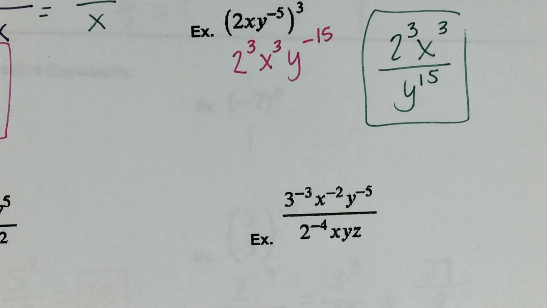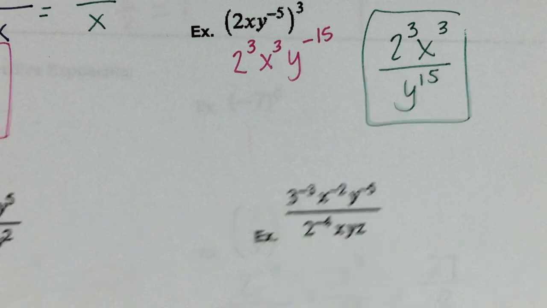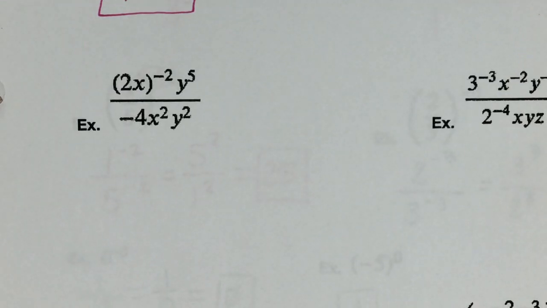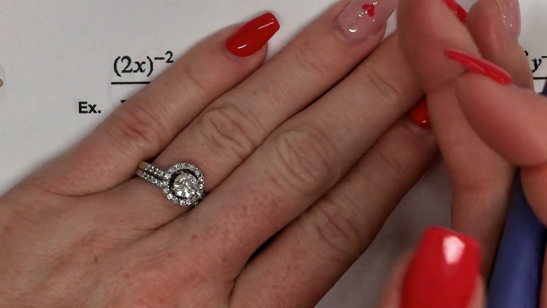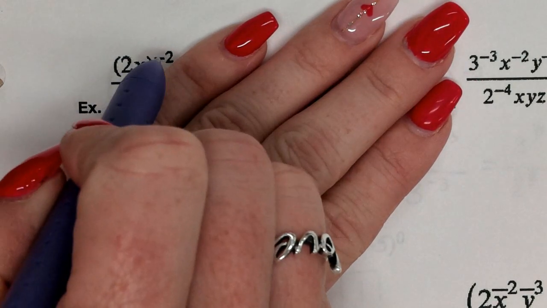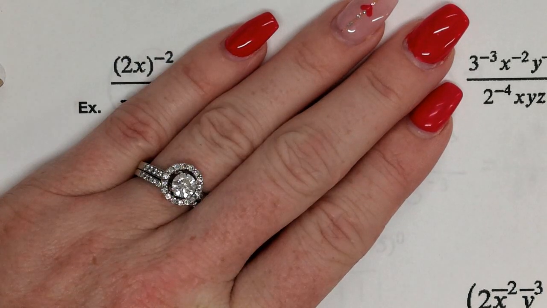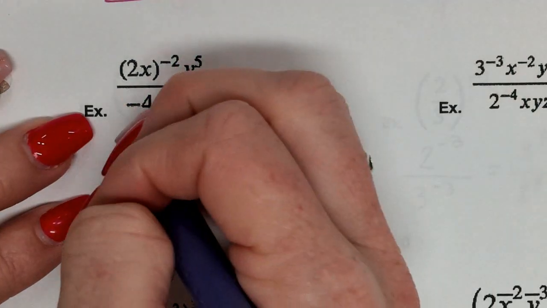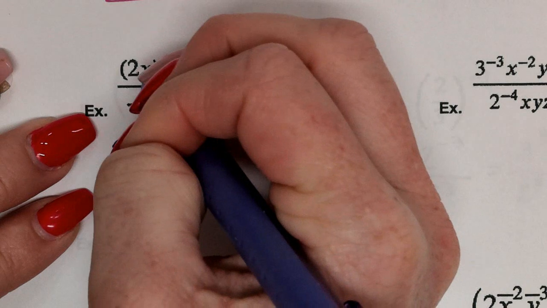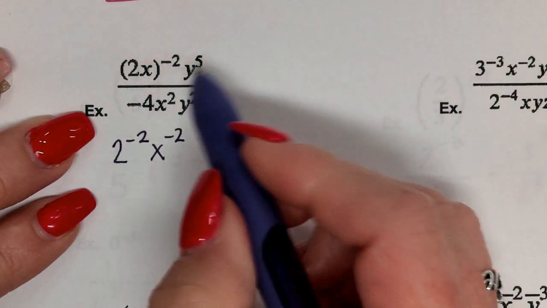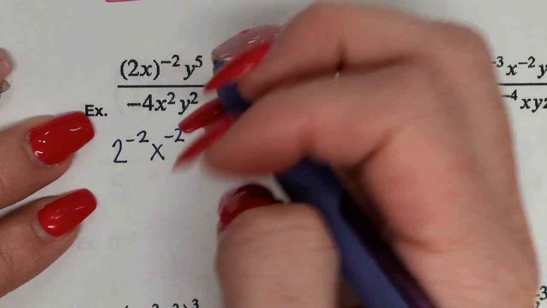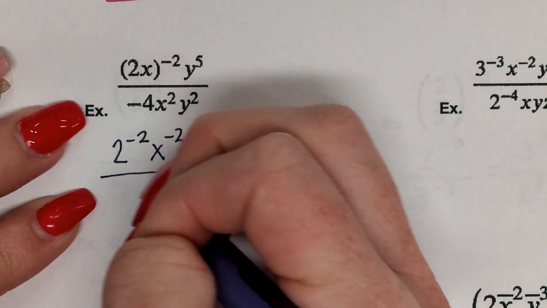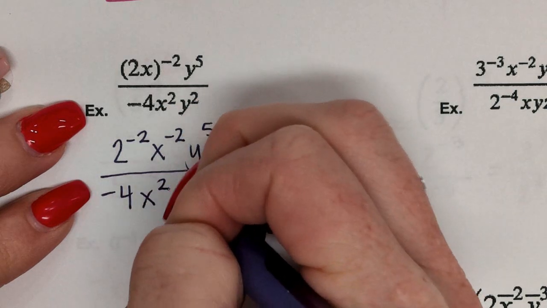Everybody ready? Highlighters really help. Okay? Everybody look at this problem. What's the first thing I'm going to have to deal with? This parenthesis. So cover all that up and just look right here. What does this negative 2 need to do to everything? All of this needs to be raised to the negative 2. So I have 2 being raised to the negative 2. I have x being raised to the negative 2. And now can I just rewrite everything else? Okay, so I have y to the 5th over negative 4 x squared y squared.